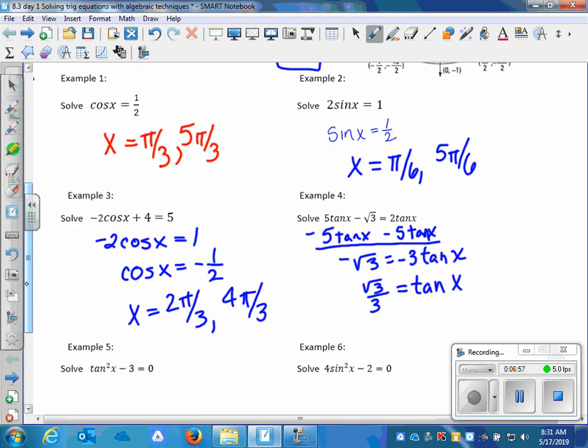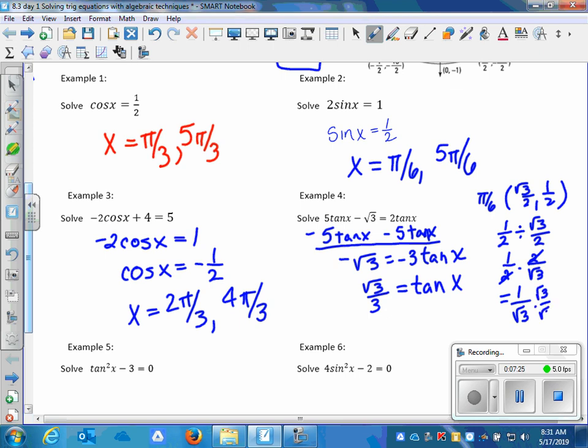Now I'll only do the practice calculation for this value one time, and then later on I'll just write them down. But when I look at pi over 6, the values are square root 3 over 2 and 1/2. And so if I do sine divided by cosine, I have 1/2 divided by square root 3 over 2. Keep, change, flip. So 1/2 times 2 over square root 3. Your 2's cancel. We have 1 over square root 3. And of course, when you rationalize that, you're going to get square root 3 over 3, which matches what we have over here. So that definitely is pi over 6 in that first quadrant.